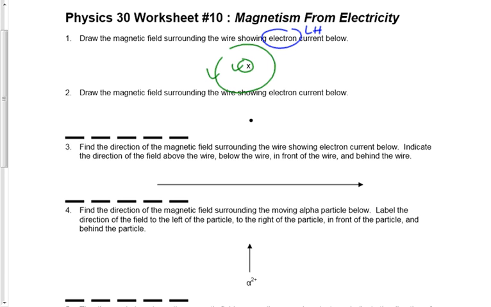Next one, also electron current, so also going to be left hand. This time it's coming out of the page.